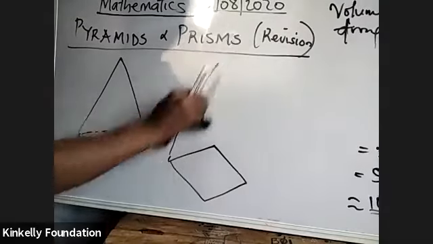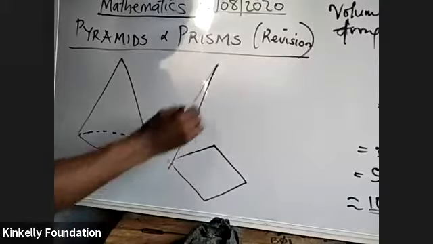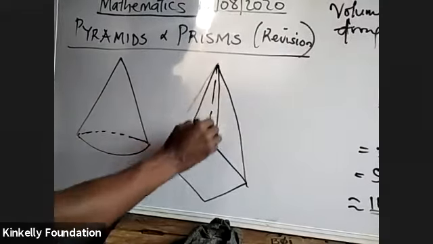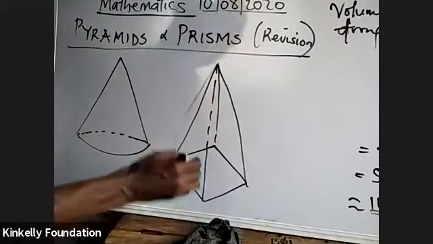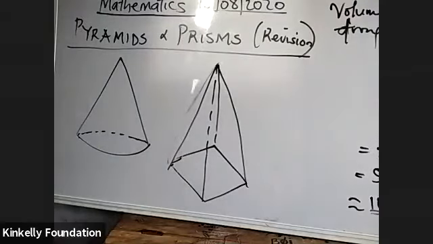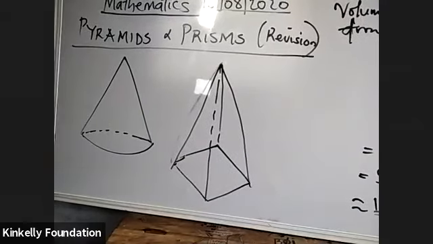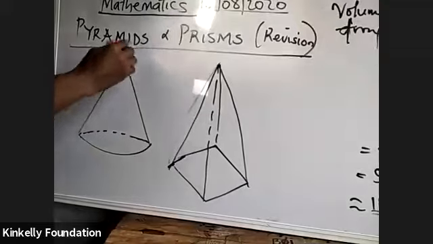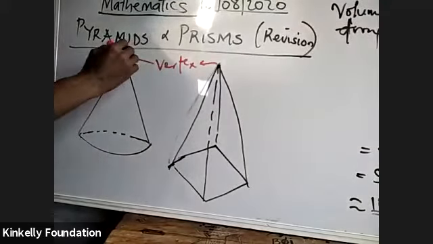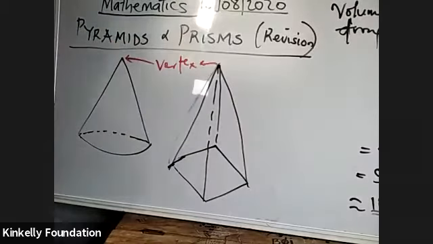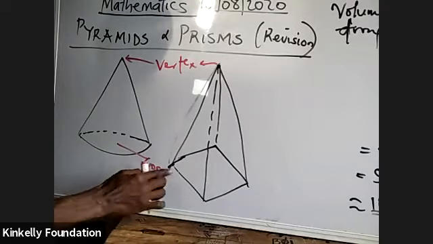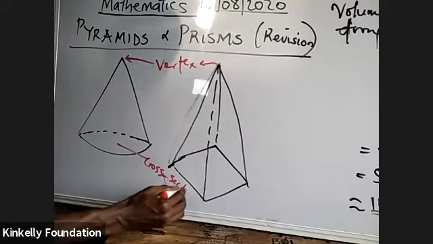Or something like this can be a pyramid. Now, this is an example of a pyramid. Now, a pyramid has a what? A vertex. This is the sharp point, sharp end point. We call that a vertex, and this is a cross-sectional area.